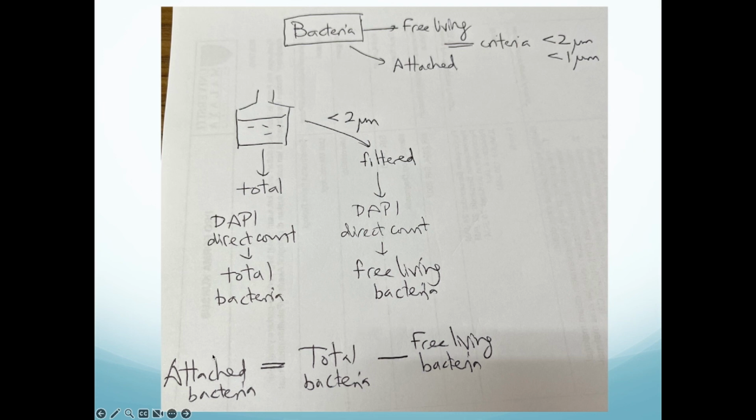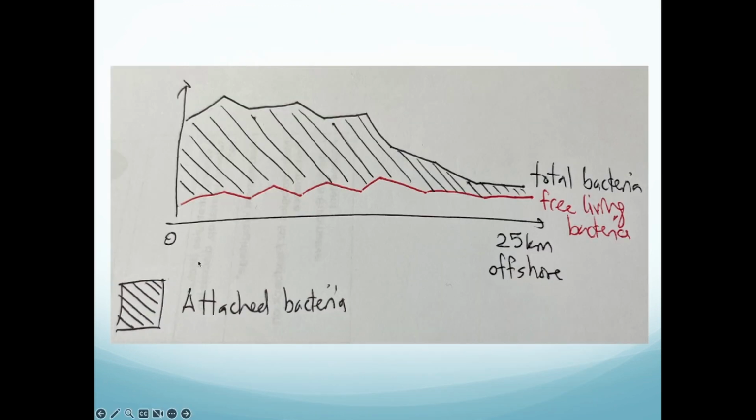So from these two components, we are able to calculate the attached bacteria abundance in your sample, where the total bacteria minus the free living bacteria will provide the attached bacterial abundance. Here we can see a line graph showing one of the methods to depict the data available.